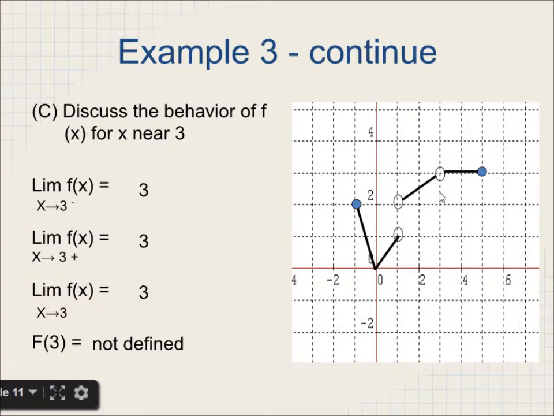Let's discuss the behavior of f(x) as x is near 3. So where is 3? 1, 2, and this is 3. Here it is defined. Why? Because there is a dot here. That means in this graph, if x is less than 3, it is defined, and if x is greater than 3, it is defined. When x is less than 3 and approaches 3, the answer is 3. If x is greater than 3, it is again approaching 3. It is defined only at 3.